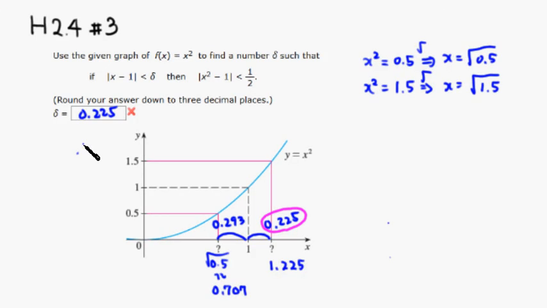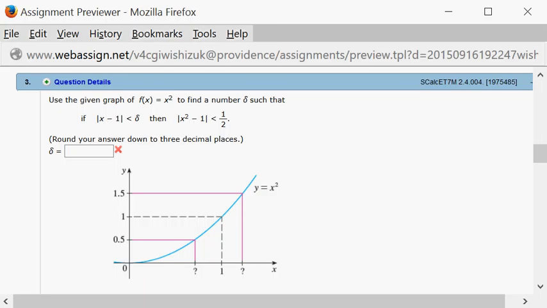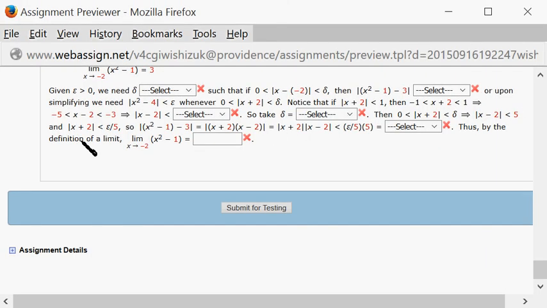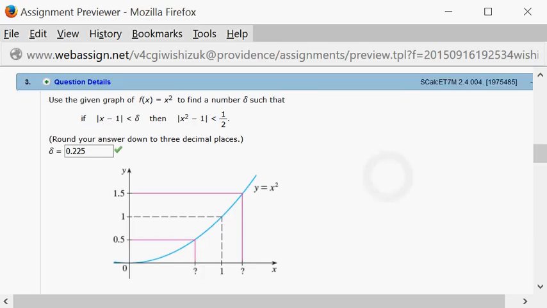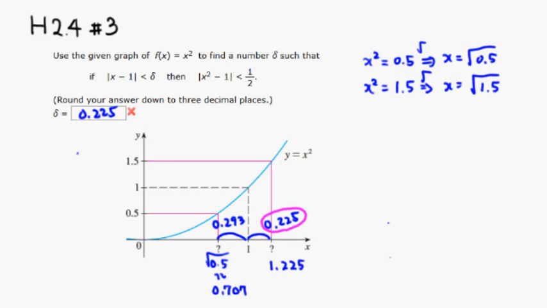Alright, so here we found that to be 0.225. Let's check, submit for testing. It came back and looks like we got this one correctly. Alright, that's it. I hope that this was clear.